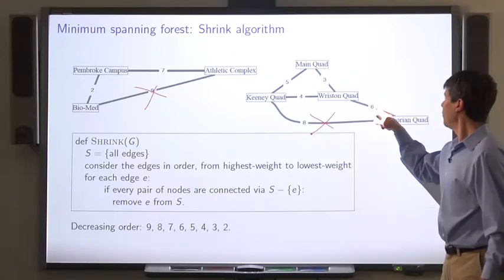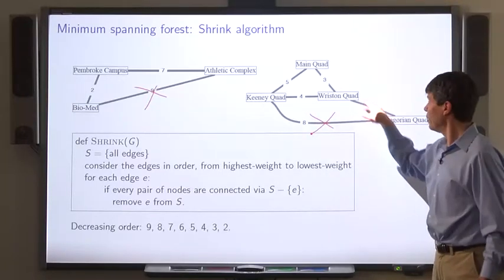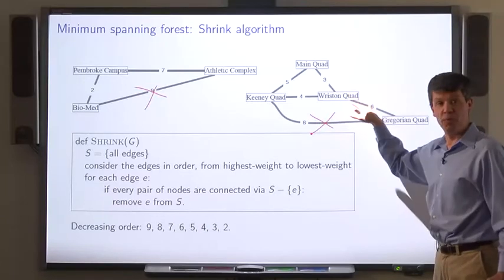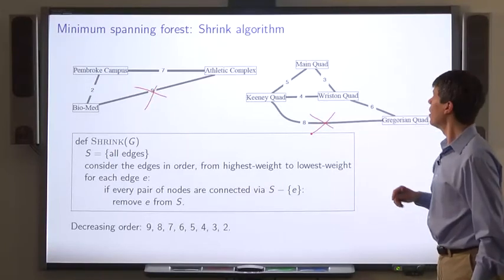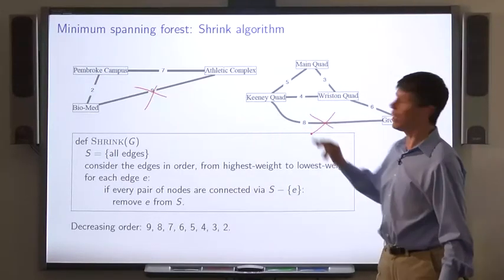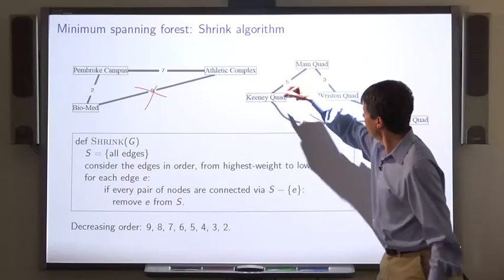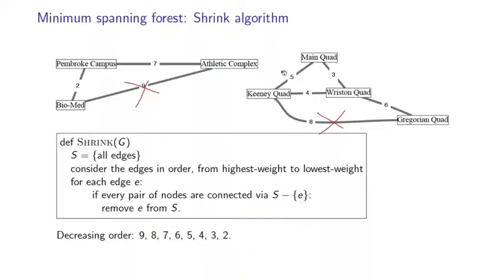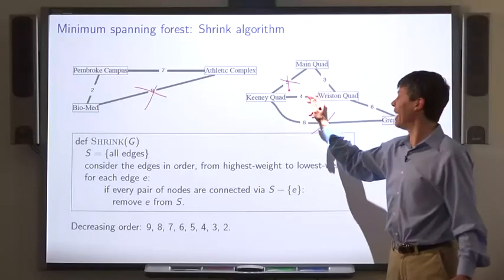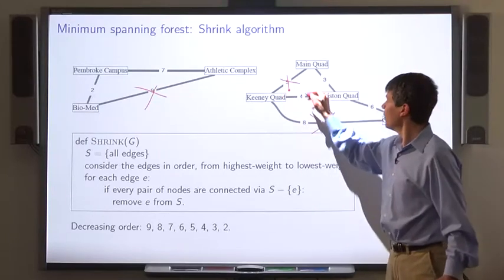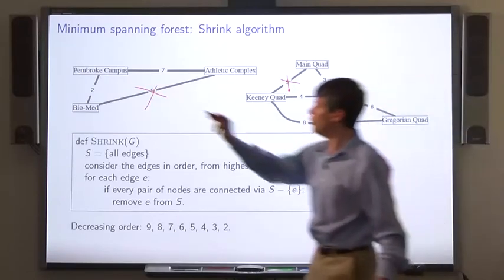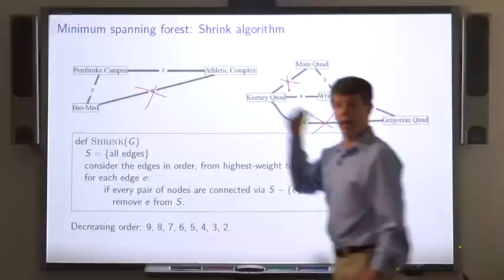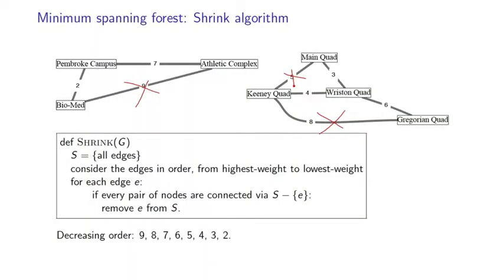6. If we remove the edge with weight 6, there won't be a path between its endpoints among the edges we haven't yet eliminated. So we leave that in. 5, well, we can remove this edge because its endpoints are connected using edges we have. 4, if we remove this edge, there won't be a path, so we leave that in. 3, the same, we leave that in. And 2, we better leave that in. So this is the set of edges selected by the shrink algorithm.